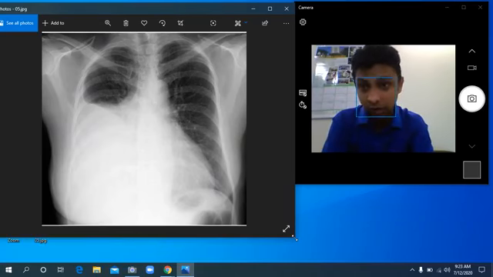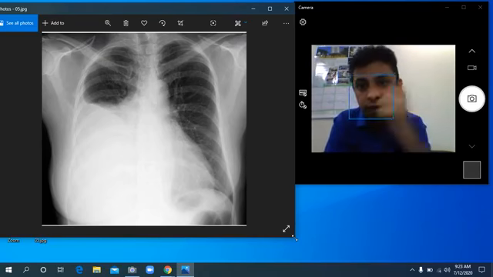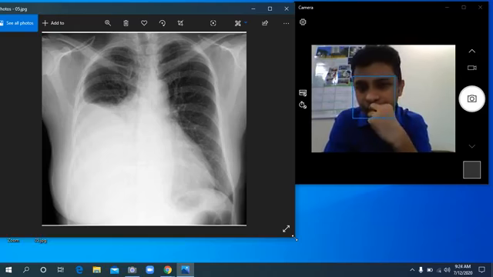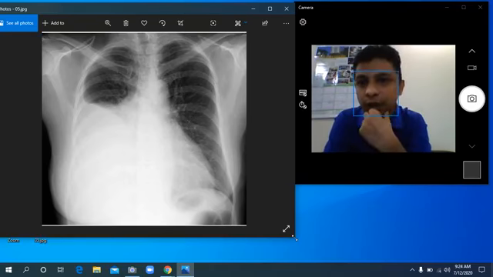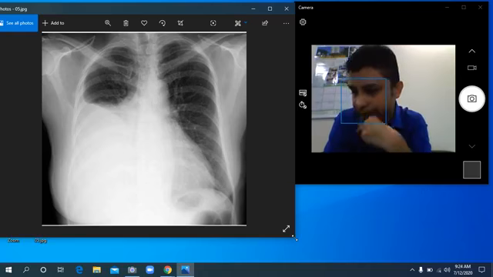Why is this not collapse? In collapse of this scale, the trachea and heart should be shifted towards the side of the lesion. We'll show it in a separate X-ray later. And pleural fluid, because it's fluid, tends to be found in a gravity dependent position. In case of collapse, it doesn't.